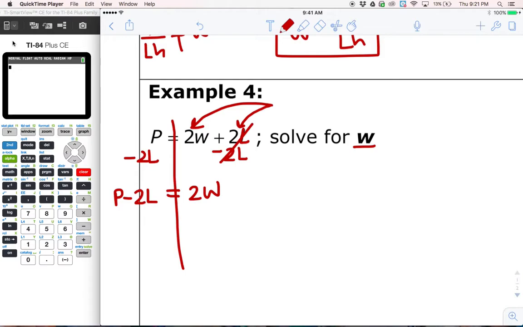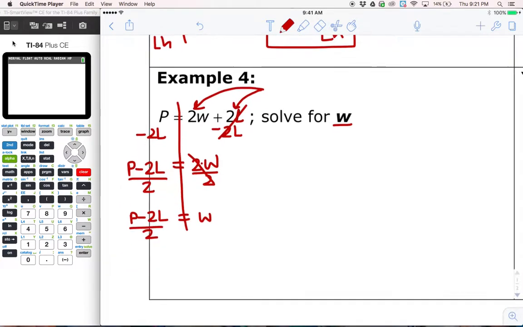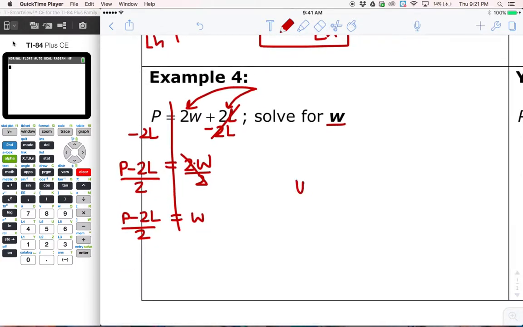Now I just need the W by itself, which means I need to get rid of the 2. The 2 is multiplying the W, so to get rid of it we divide. We're dividing both sides by 2. Again, divide the entire left side by 2 because we've got to keep it balanced. Now we have W by itself, and our left side looks like this. P minus 2L all divided by 2. Okay? Again, remember your answer might have the W on the left and everything else on the right. It's the same thing. Okay?